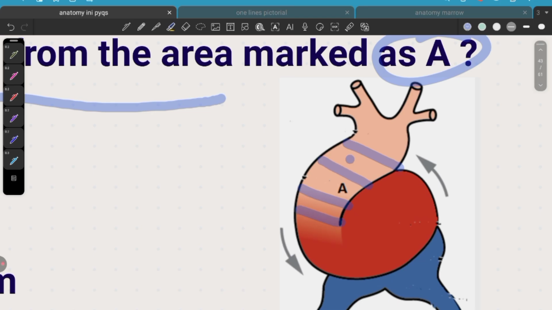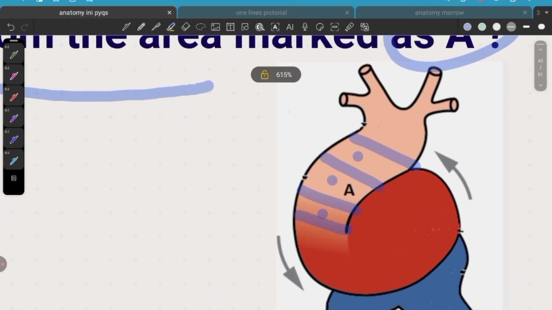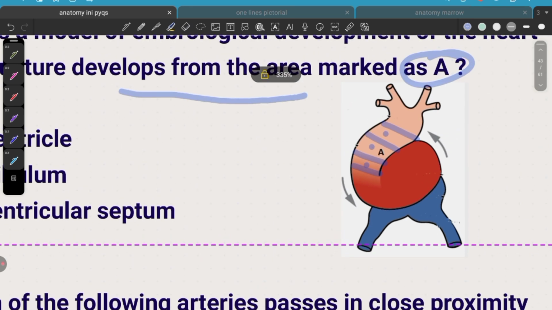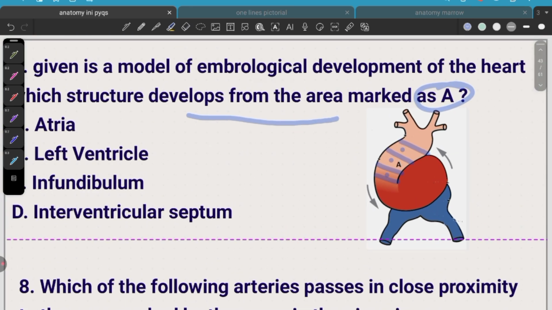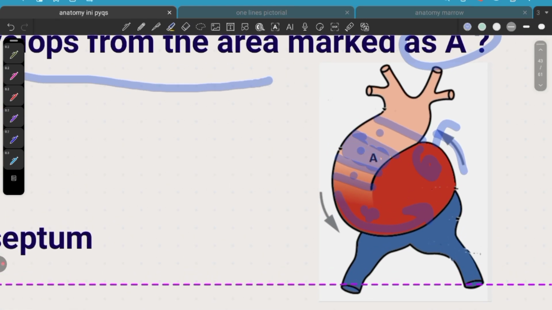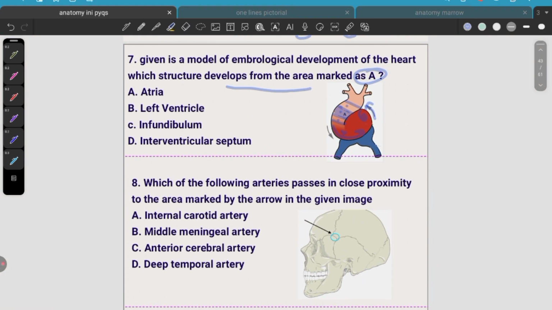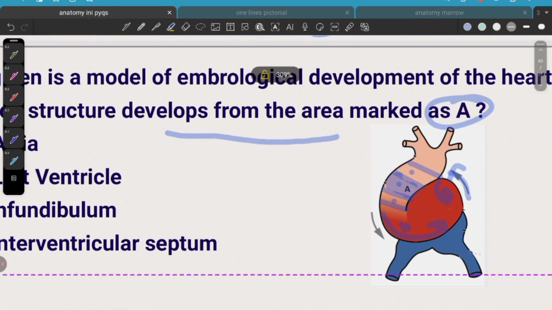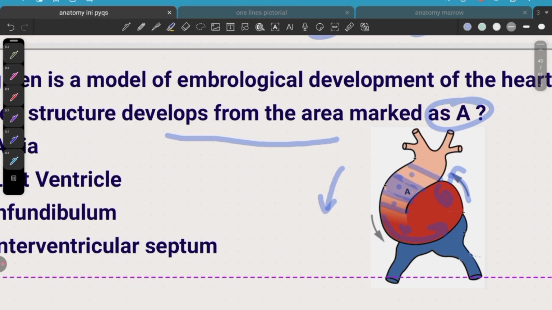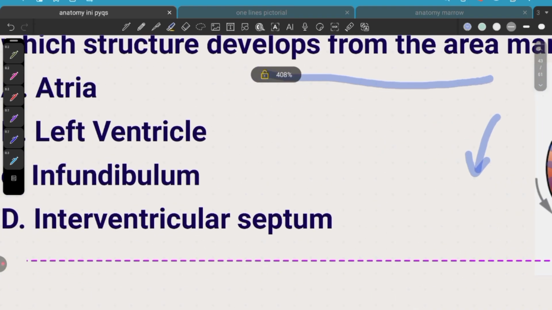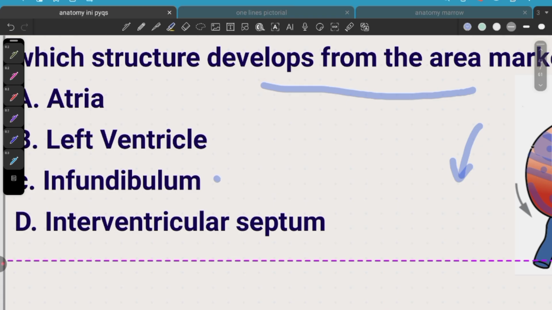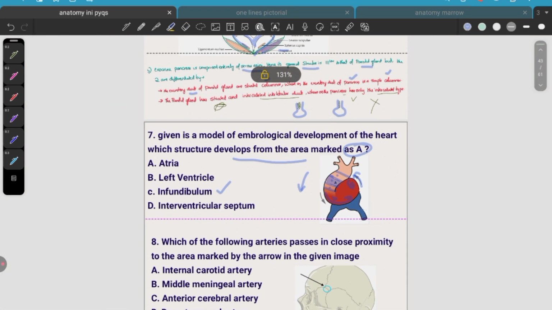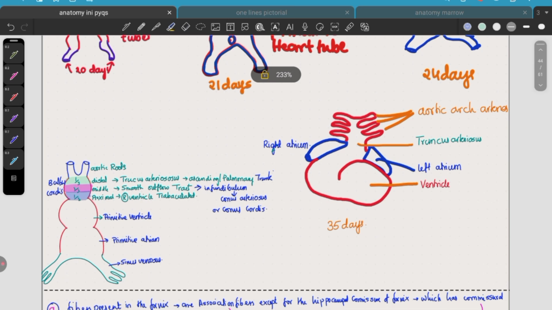This is the proximal one third, middle one third, and the lower one third. This is what they have marked. This is the atrium and this is the ventricle. This ventricle goes down and atrium comes up. But they are asking about this area. So this is nothing but the middle part, which is a smooth outlet of the heart ventricle that develops into infundibulum. Let's see the heart here.